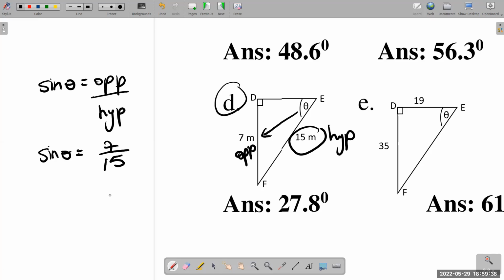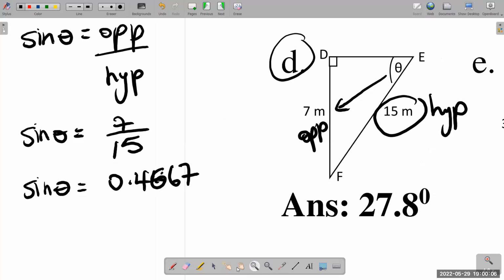Everybody with me? So sine theta, what's my fraction? What's my decimal? 7 divided by 15 is what? Should be about a half, 0.4 something. Almost 0.5, 0.4 something. Very good. That's it. You write out the whole entire thing at least to 4 DPs. 0.4667.